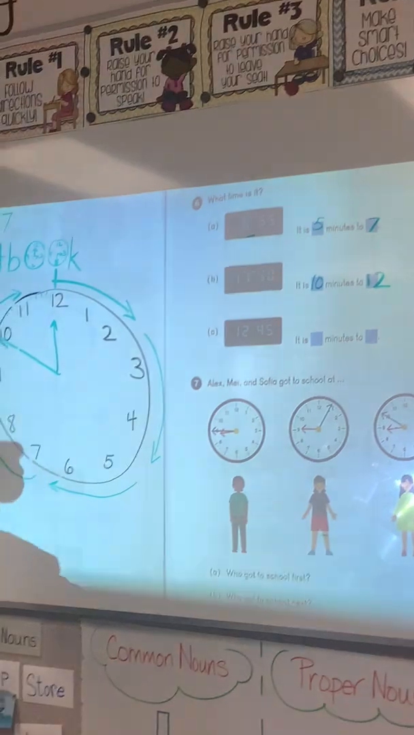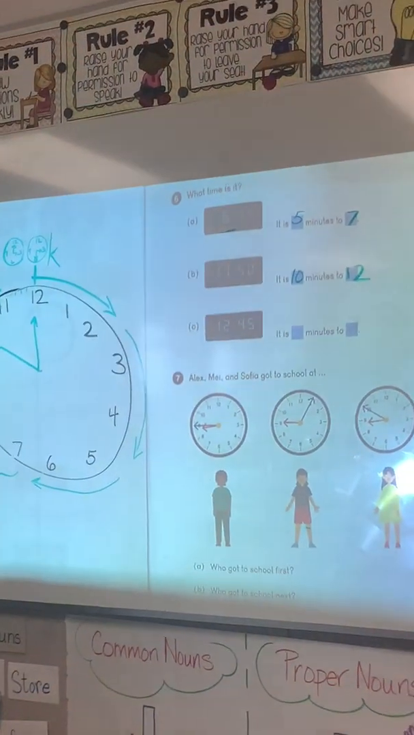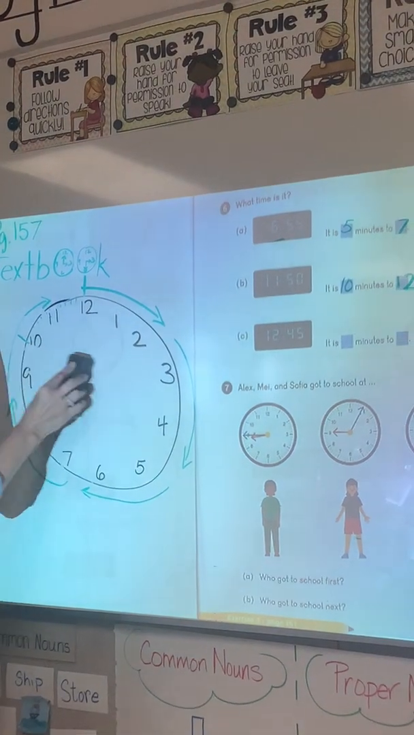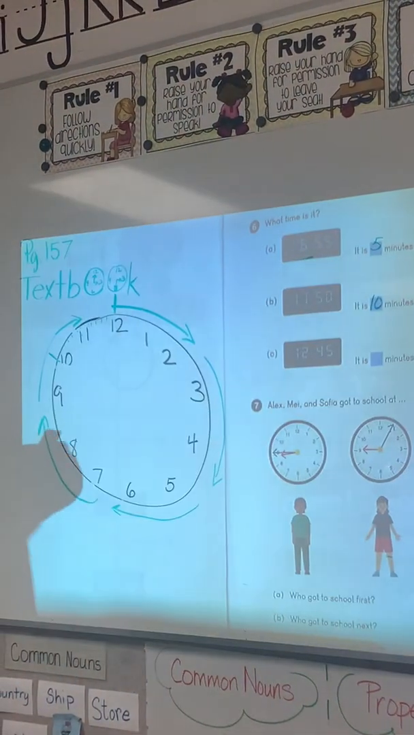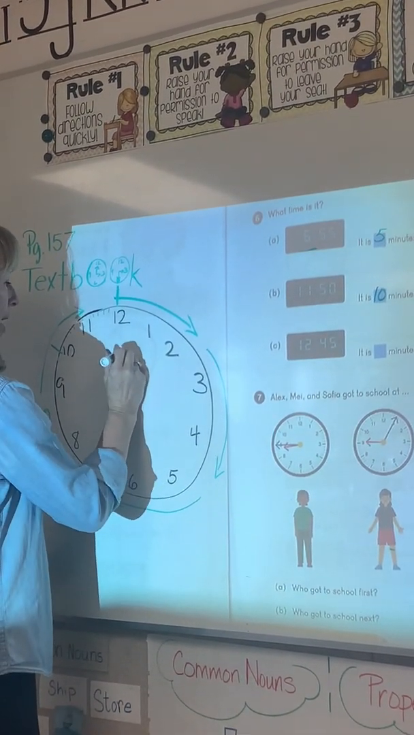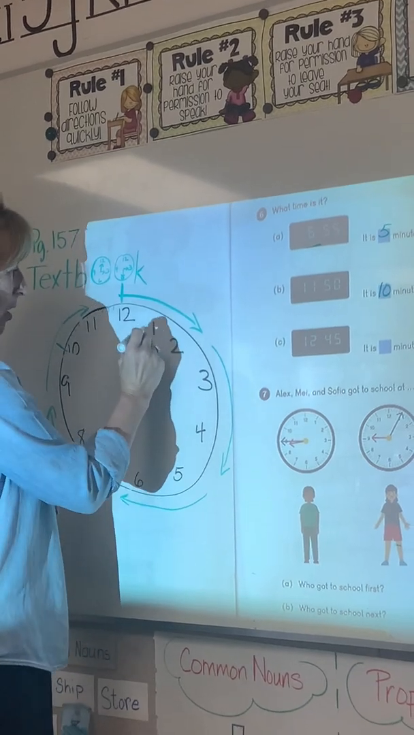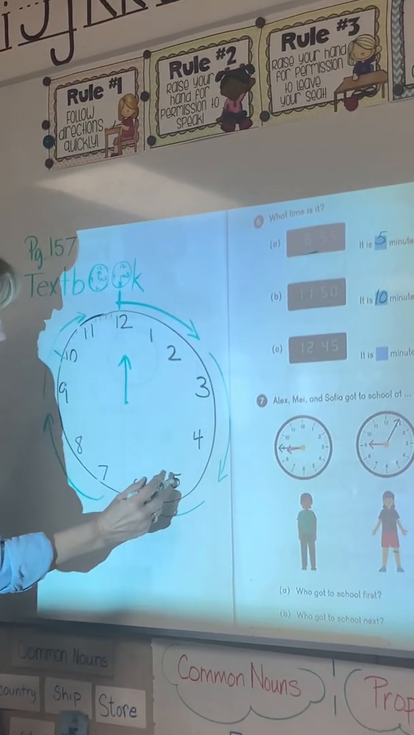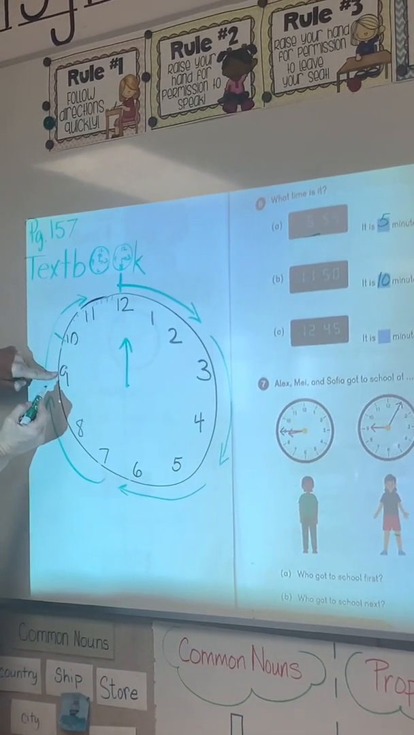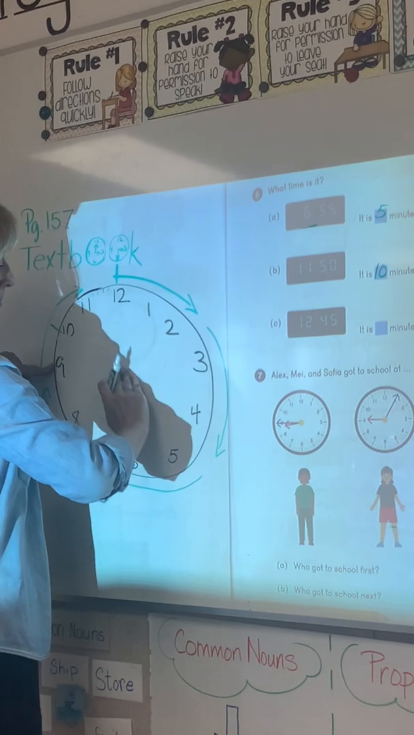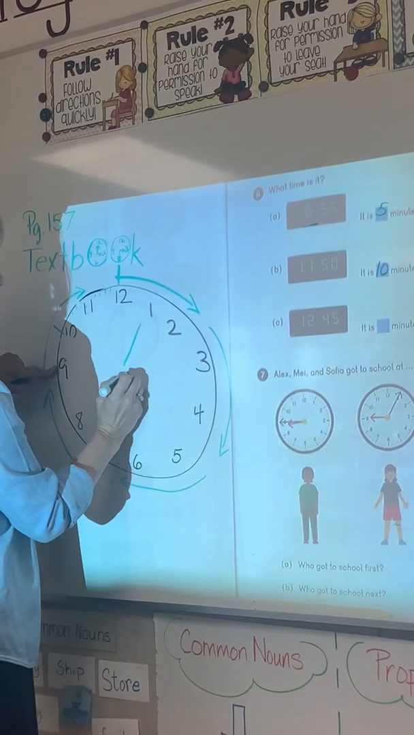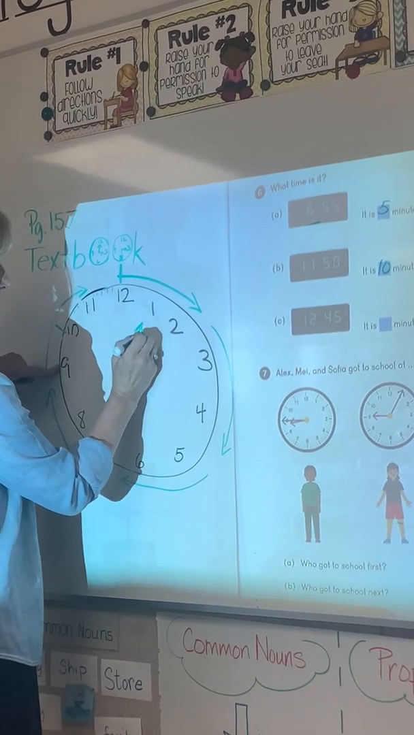All right? 12:45. Let's look at that one. If it's 12:45, we know we start our shorthand, our hour hand should be near the 12, but if it has to go 5, 10, 15, 20, 25, 30, 35, 40, 45, all the way over here, the hour hand isn't going to be on the 12 anymore. It's going to be closer to the 1. Okay? It's going to be closer to the 1.